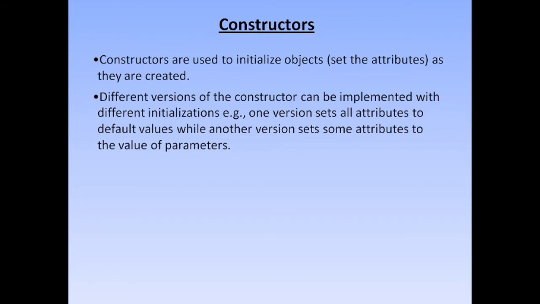Different versions of the constructor can be implemented with different initializations. For example, one version sets all attributes to default values, while another version sets some attributes to the value of parameters. Now, we use constructors to initialize the values of the attributes in a class. This can be done in many ways.